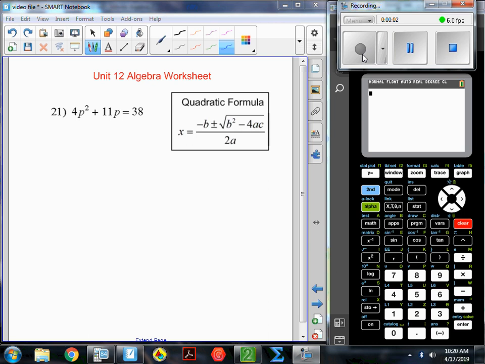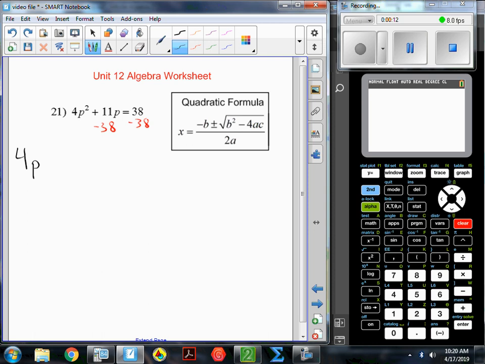Okay, number 21 on the worksheet. We're going to start by getting everything on the same side of the equation. So I'm going to subtract 38 on both sides of the equation. It gives me 4p squared plus 11p minus 38 is equal to 0. That means that when I identify my parts, A is equal to 4, B is equal to positive 11, C is equal to negative 38.